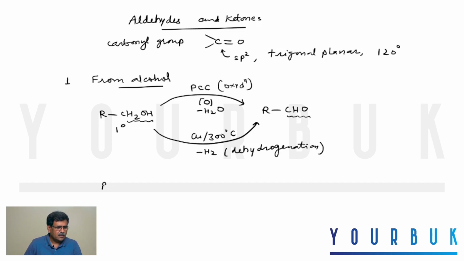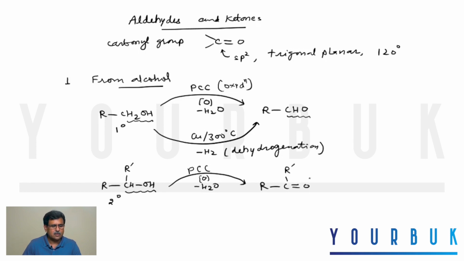Similarly, any compound containing a CHOH group is called a 2-degree alcohol, and these two alkyl groups may be the same or different, it doesn't matter. They may be cyclic, or any alkyl group. Again in this case, mild oxidation with PCC, pyridinium chlorochromate, results in the formation of a ketone. So a 2-degree alcohol gives a ketone. There is no change in the number or arrangement of carbon atoms. Or we can use copper at 300 degrees Celsius, which is called dehydrogenation.